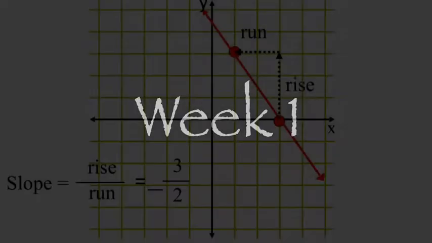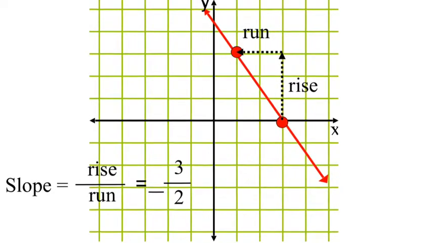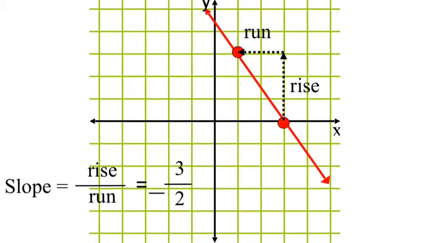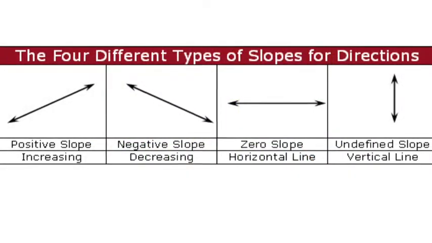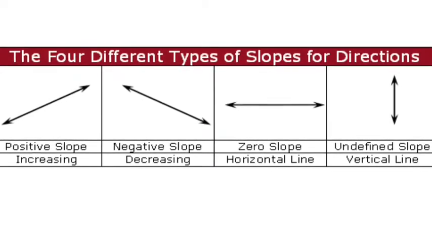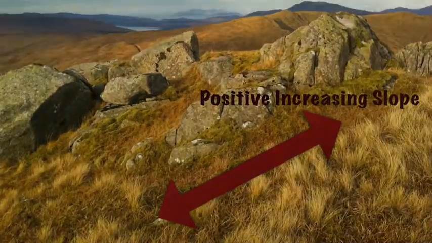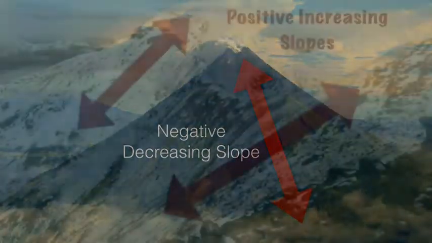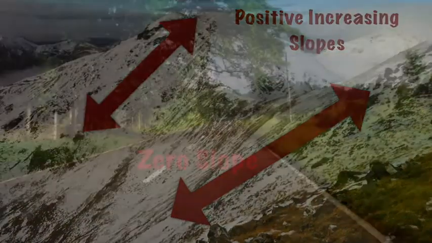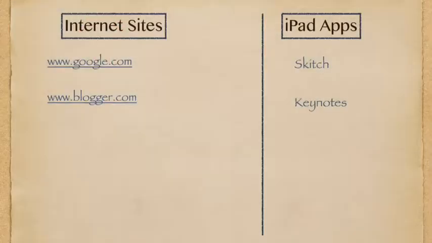In the first week, the main learning goal is to identify the slope of a line using the formula slope equals rise over run when given a graph. Students will learn about the 4 different kinds of slopes and will be using this knowledge to identify slopes in the real world. They will perform many projects using a variety of internet sites and iPad apps. The internet sites and iPad apps that will be used this week are listed.